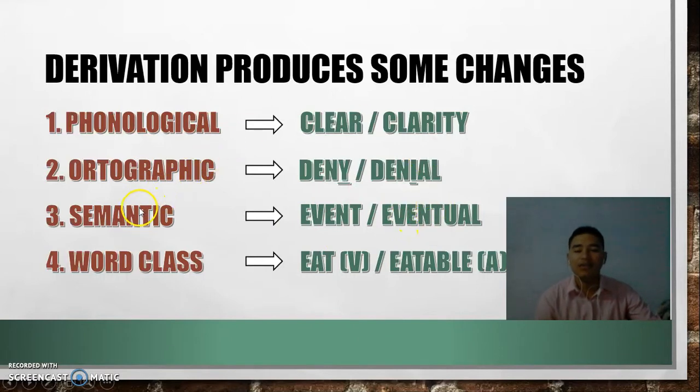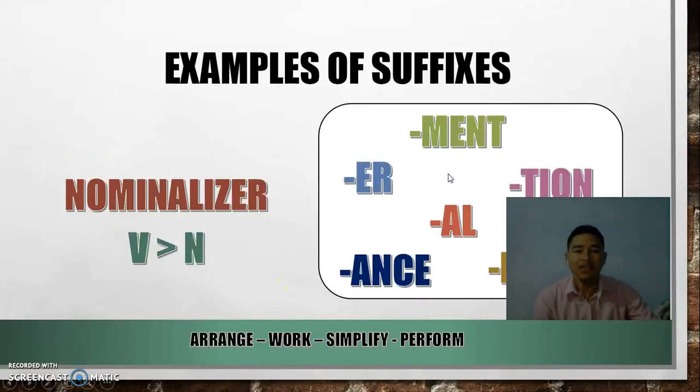Number 4, there is a change in the word class. We've got the verb eat, which turns into the adjective eatable. So eat goes to eatable by using a suffix. There is a change in word class. Let's continue with this presentation, in which we are going to take a look at some examples of suffixes.